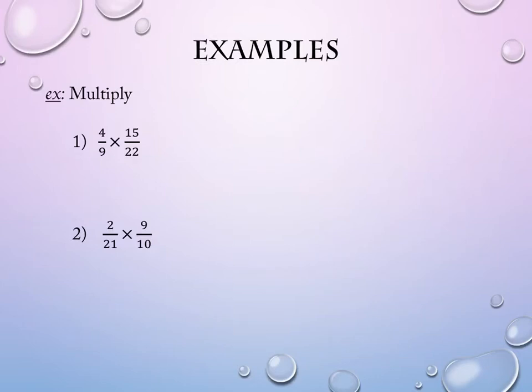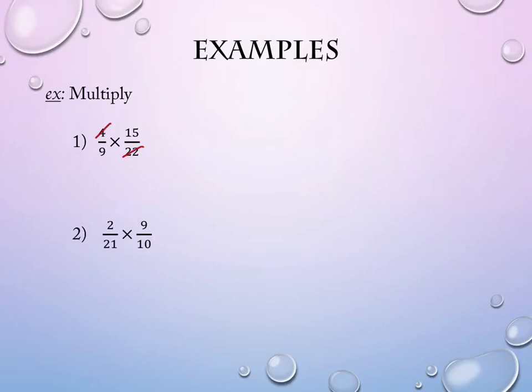So option number 1 is to take a look at the fractions themselves and see if they reduce. So 4 over 9 does not reduce, right? 4 and 9 don't have anything in common. 15 and 22 do not either. But if we look across the diagonals, they will. So the 4 and the 22 are both divisible by 2.